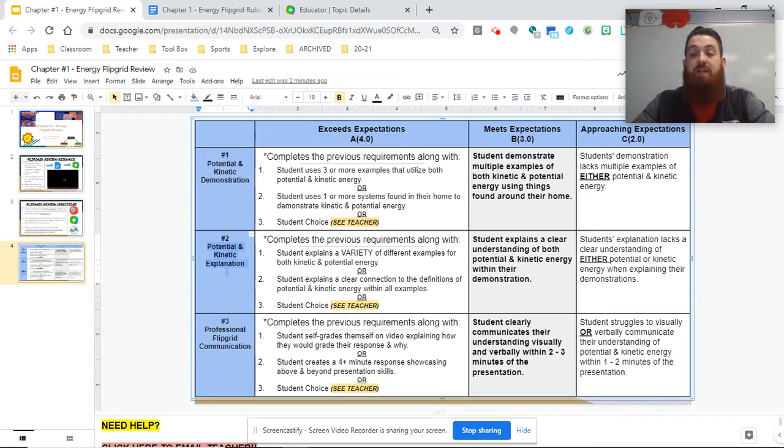You're explaining what potential and kinetic energy is. So do you explain a clear understanding of both potential and kinetic energy within your demonstration? Okay. So not only telling us kind of what you're doing and how you're doing it, but how it connects to the different types of energy.